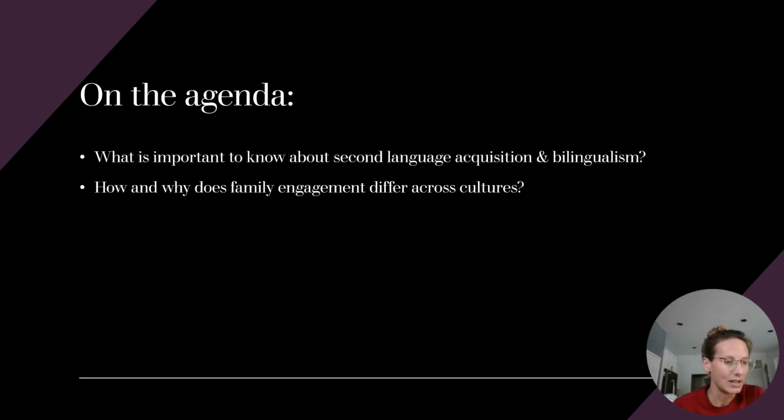I picked these two topics for our agenda because our first one talks more about nature and how we acquire language, what the scientific processes are that go through our brain. And then our second one, family engagement, we're talking more about nurture. So I like the idea of contrasting these two thoughts and how we can put these together to create the best environment for our students.